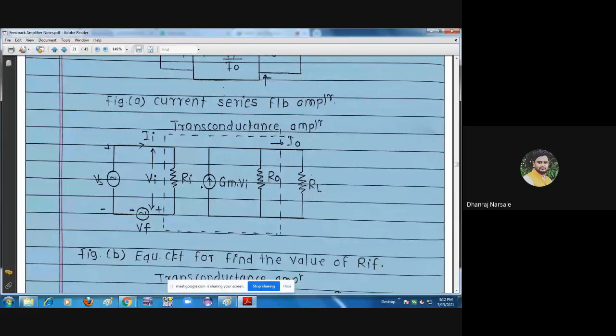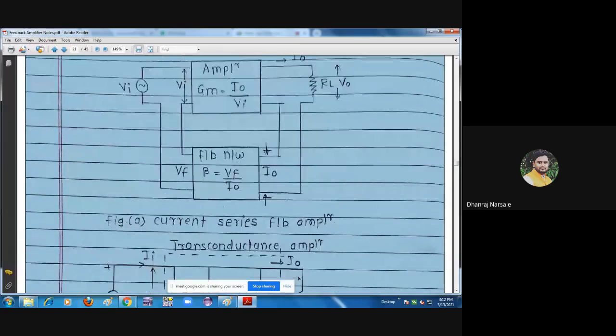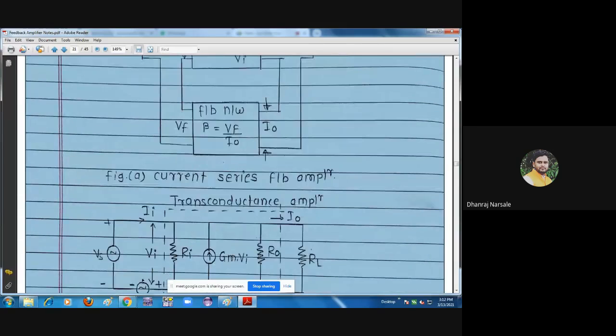So this is the figure B. It is the equivalent circuit to find the value of RIF. Here on the input side, VF is as it is. VS is the source voltage. Then RI is the input resistance. The voltage drop across RI is VI. The input current flowing through this input loop is II.